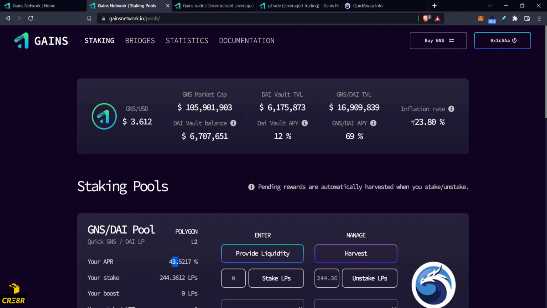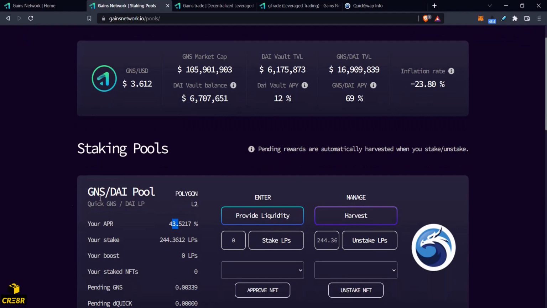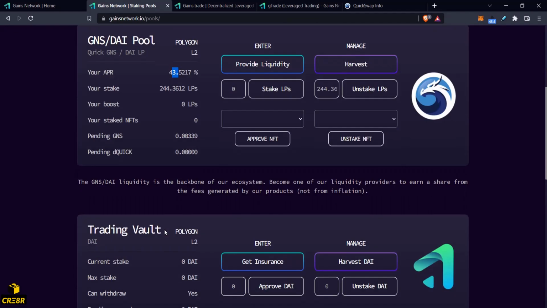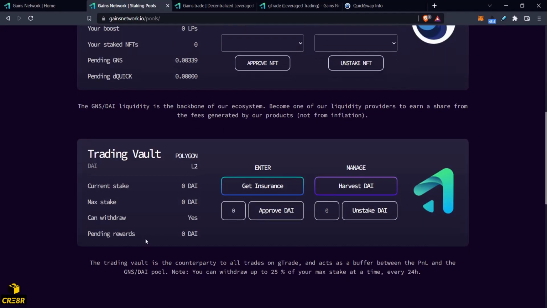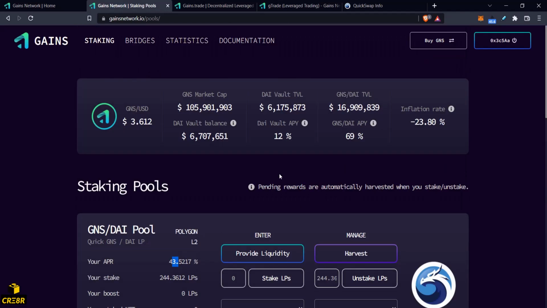And then there's this inflation rate of the GNS token. The GNS token is deflationary. I'm going to explain to you when I go into the flowchart how this GNS token is deflationary as well, so you'll get a better understanding of this. So that's pretty much it. I've supplied a little bit to here just to see how things go. And I didn't put any into this trading vault just because I just didn't want to.